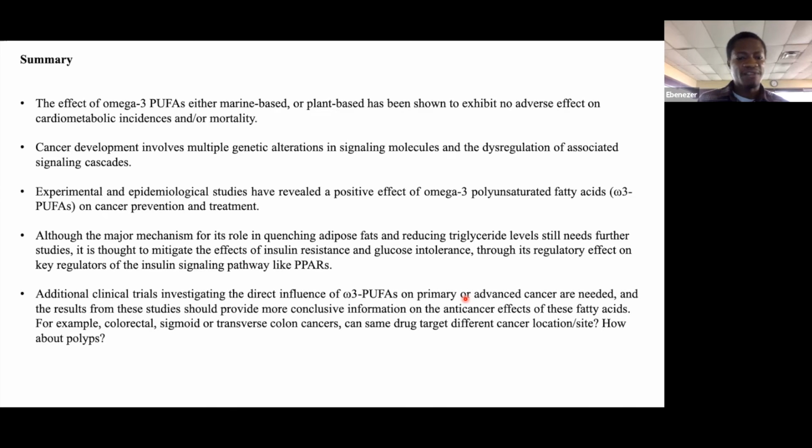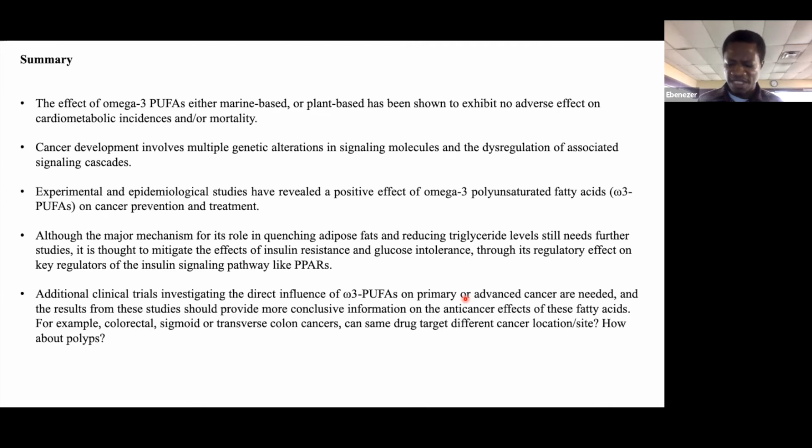Lastly, clinical trials investigating the direct influence, that is the targets of omega-3, on primary or advanced cancers are needed. Take, for instance, colorectal cancer, sigmoid or transverse. These are all expressed in the abdomen, in the abdominal cavity.